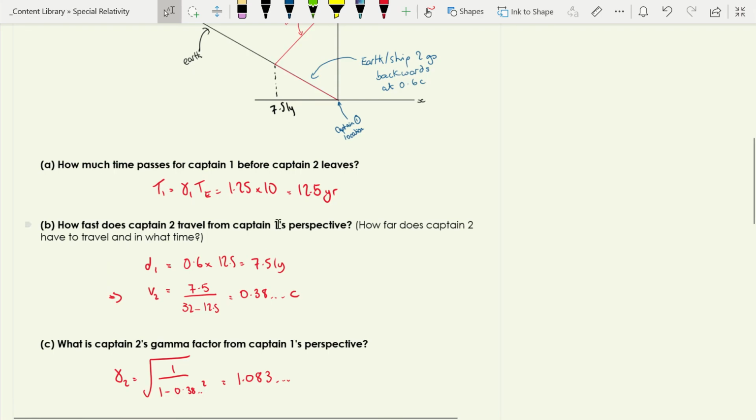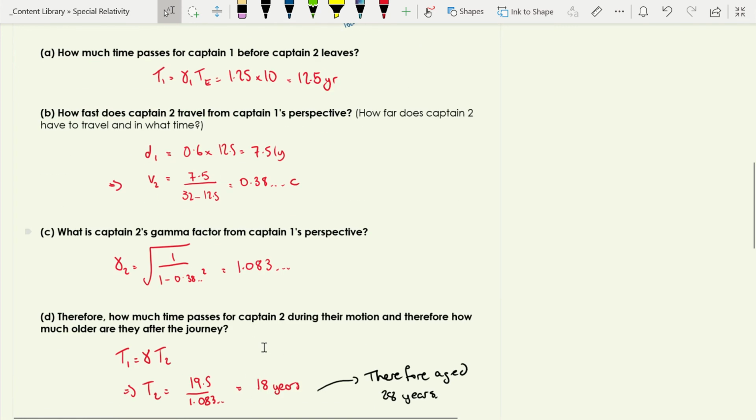Okay, after that brief interruption, we can now relate Captain 1's time to Captain 2's time. So let's do that. Remember, from Captain 1's perspective, Captain 2 is the moving clock. 19.5 is how long passes for Captain 1. This is just 32 minus 12.5.